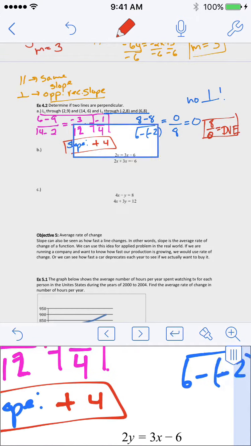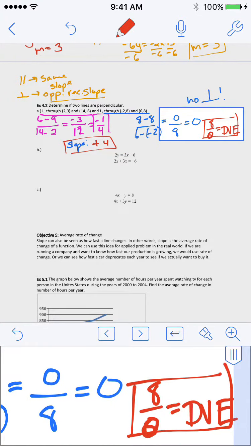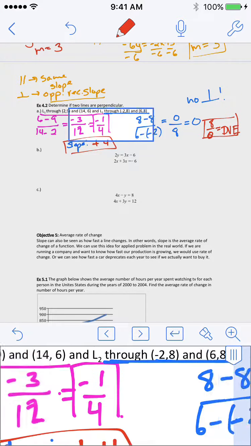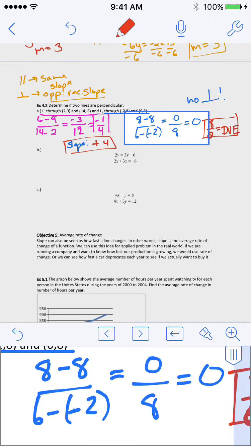So neither one of these was the other one. This one needed a 4 in order to be perpendicular. This one needed to be does not exist in order to be perpendicular. And therefore, it was definitely not perpendicular. Alrighty. If you have any questions about that, please pause the video.